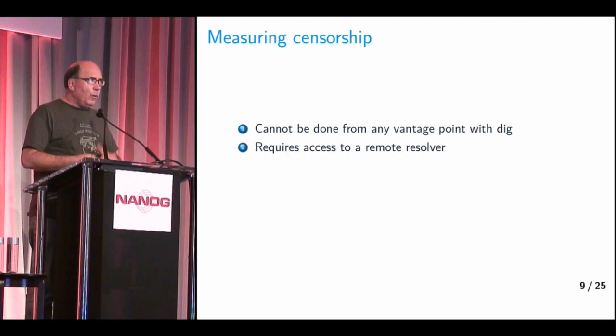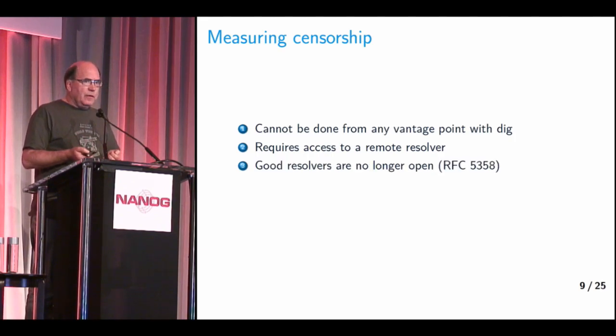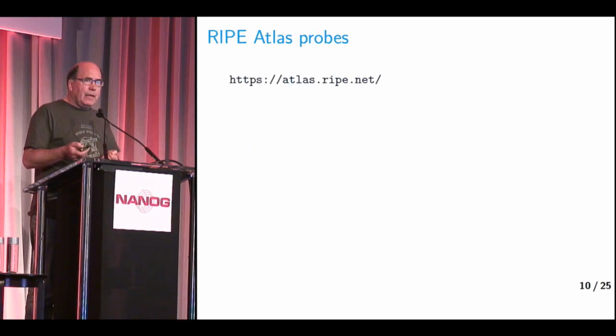At the time, all the DNS resolvers were completely open, and anyone could send a request to anything. It's now regarded as bad practice because it allows reflection attacks using the DNS. So now, good resolvers, because of RFC 5358, are no longer open. So you need to use something else. I used RIPE Atlas probes.